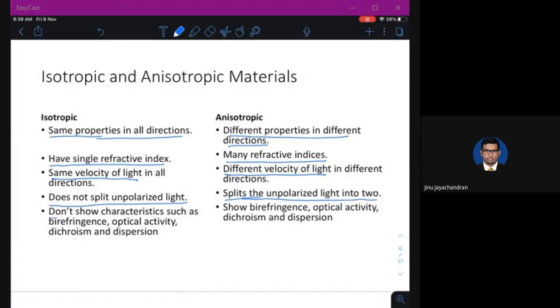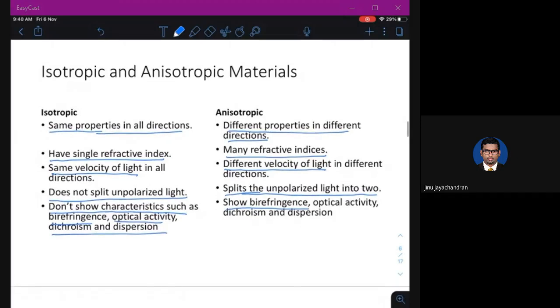The isotropic material doesn't show much of any characteristic for birefringence, optical activity, dichroism, and dispersion. We'll see what birefringence is. But an anisotropic material will show the properties of birefringence, optical activity, dichroism, and dispersion. Okay, so what is birefringence?